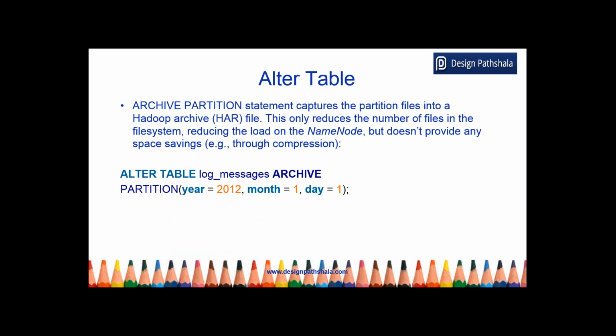So HAR is Hadoop archive. If you remember, I told you in the first class that Hadoop is an ecosystem where you should have bigger files rather than a large number of small files. So HAR will basically not compress your data. What it does is create a single file out of your many files. The data will not be practically compressed. So HAR files are Hadoop archive files, and you can create archive files on your partitions.